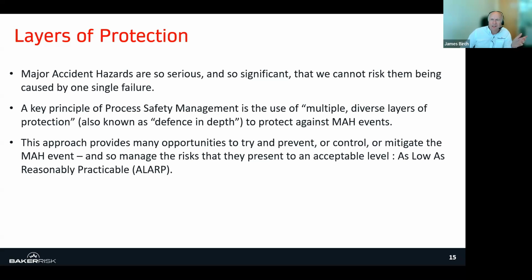The problem we have is that major accident hazards are so serious, we just cannot take the risk of them happening. They can destroy a business, they can kill many people. So we want to give ourselves as much protection as we can against that. And this is often known as multiple layers of protection or defense in depth. So we try and give ourselves many ways to stop the accident happening and many ways to try and mitigate its effects. We don't want to rely on just one thing only.